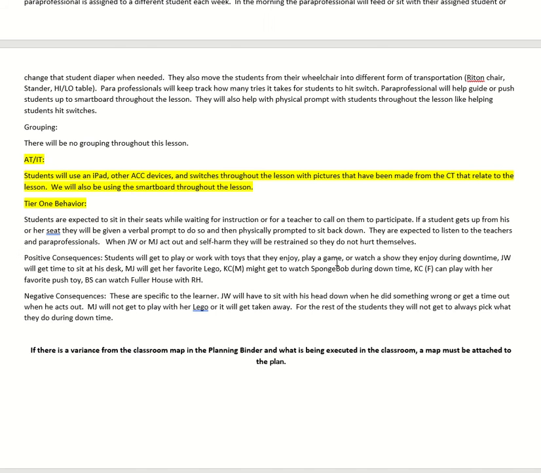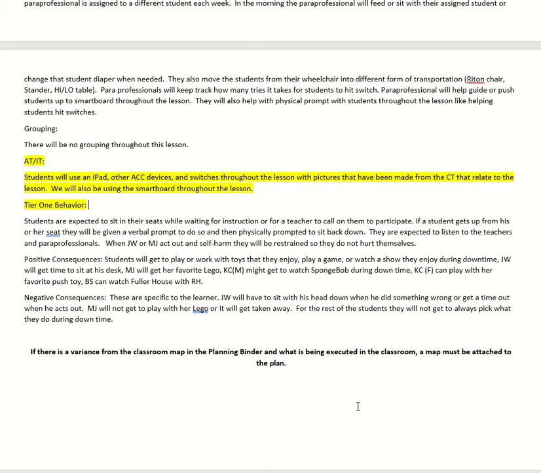And this also ties into 7.3 under multiple means of engagement, minimizing threats and distractions. Basically, in my classroom, distractions come from other students who are exhibiting undesirable behaviors. So these are ways that she is trying to stop those interruptions and distractions from happening.